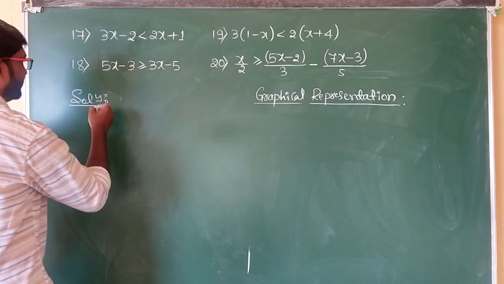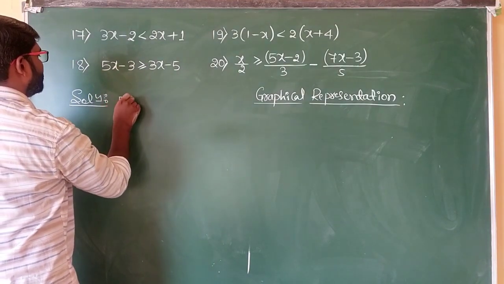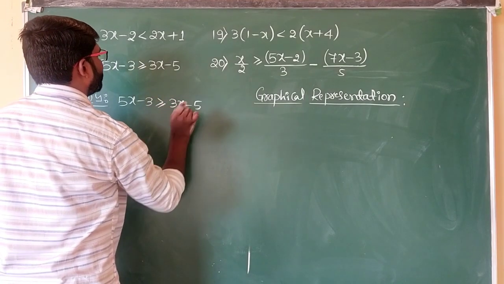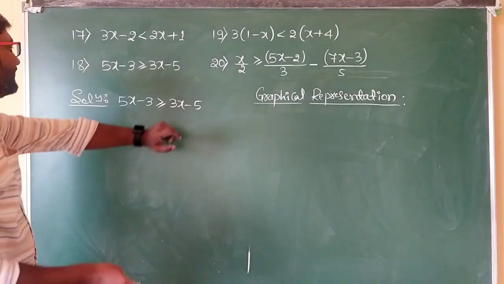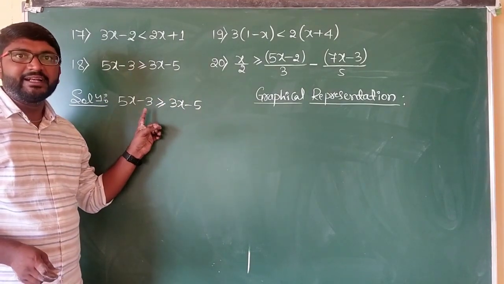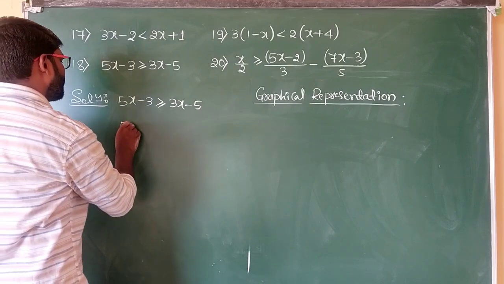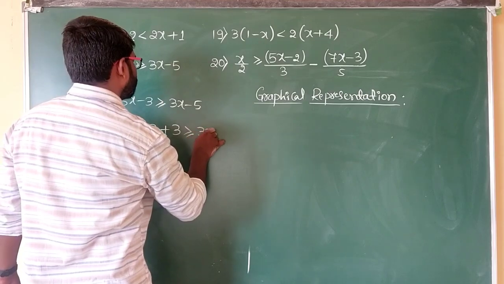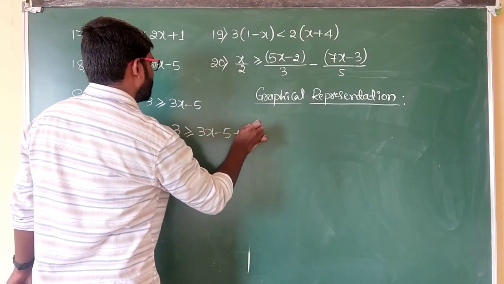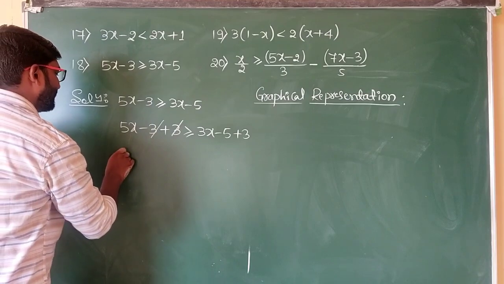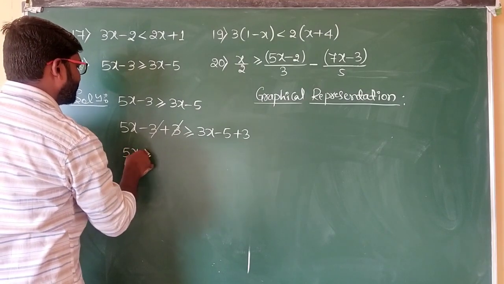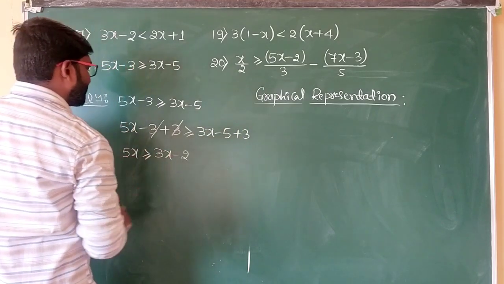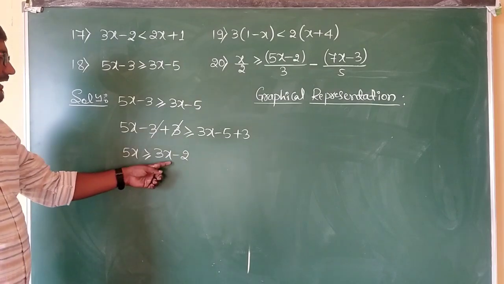Let us go for question number 18. So here 5x minus 3 greater than or equal to 3x minus 5. So this is our question number 18. Now we will have to eliminate minus 3. Let us add 3 to both sides. 5x minus 3 plus 3 greater than or equal to 3x minus 5 plus 3. So minus 3 plus 3 get cancelled. 5x greater than or equal to 3x, and 3 minus 5 is minus 2. Now we will have to eliminate 3x on the right side.